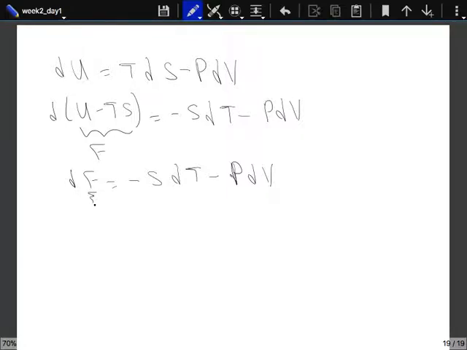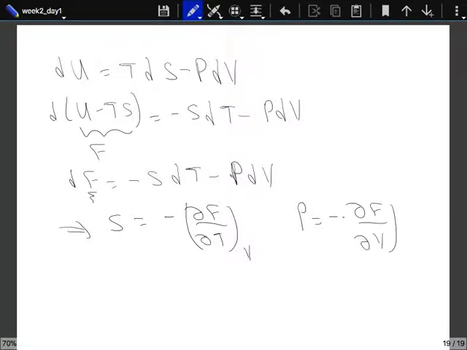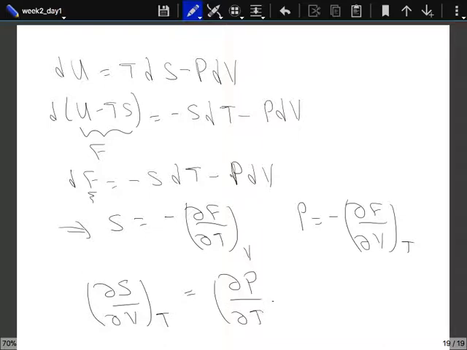So if I can calculate somehow this F, then I can obtain the entropy as minus the derivative of F with respect to T at constant volume, and P is just minus the derivative of F with respect to volume at constant temperature. Well, nice, so I can just take the second derivative. The derivative of S with respect to volume at constant temperature should be equal to the derivative of P with respect to temperature at constant volume. So this tells me how the entropy changes as a function of volume at constant temperature.